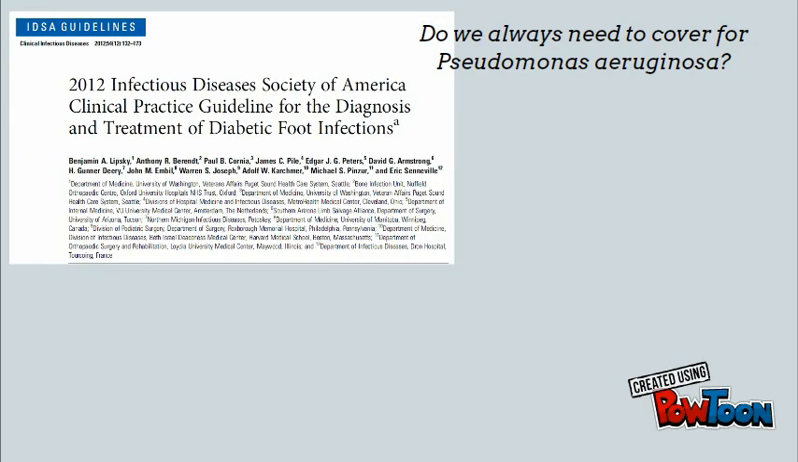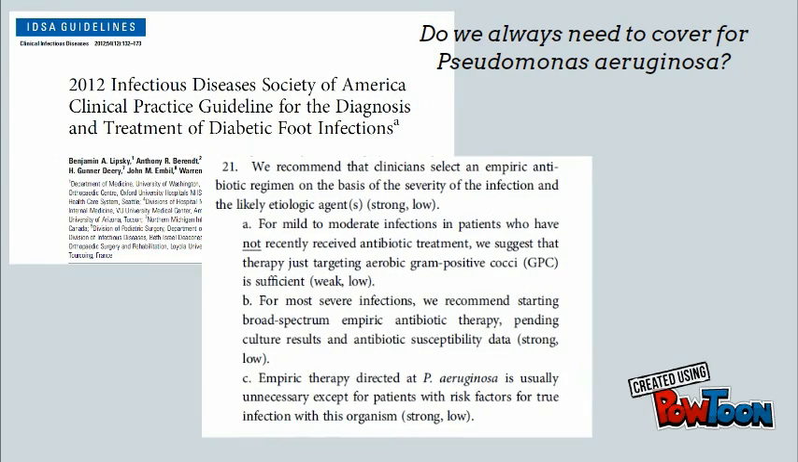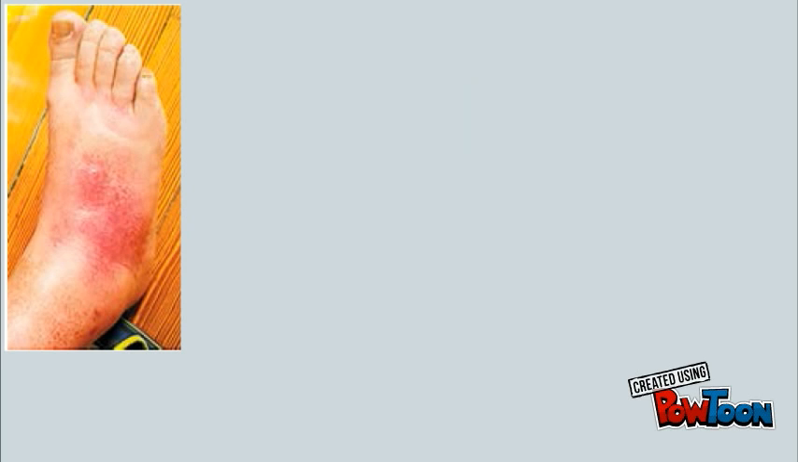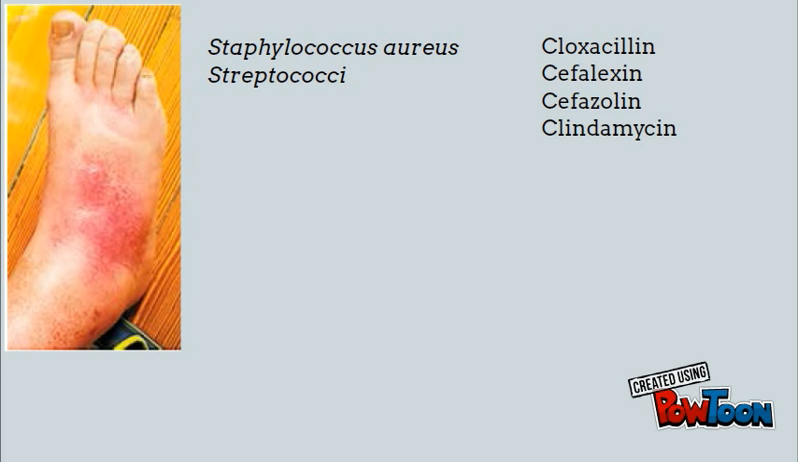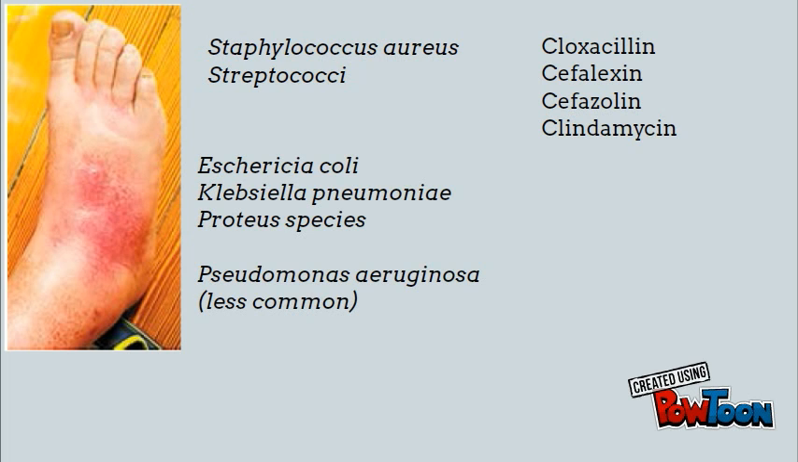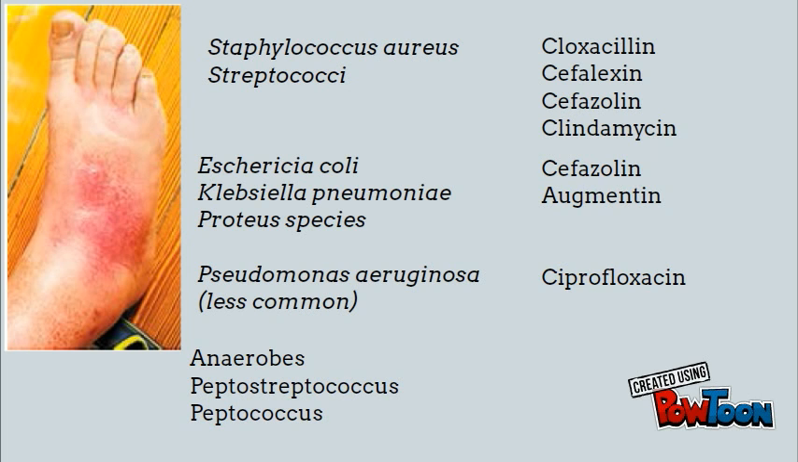The 2012 IDSA guidelines recommend that empiric therapy for Pseudomonas aeruginosa is not always necessary, but in severe infection, broad-spectrum empiric therapy is recommended. The majority of mild and moderate diabetic foot infections can be treated with aerobic gram-positive cocci-active agents. In countries with warm climates, gram-negative organisms including Pseudomonas are more prevalent. Anaerobic organisms are isolated in chronic, previously treated or severe infections.